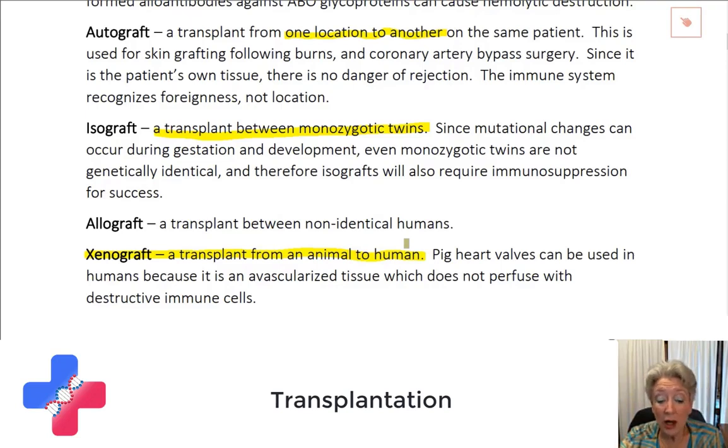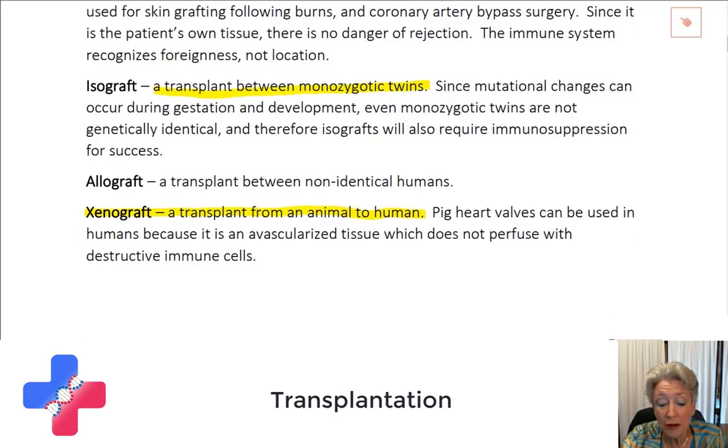But still, we can use pig heart valves because they are avascular tissues. And in those cases, we will not see rejection in a very rapid sense at all. So that's the one example of it being used rather commonly.